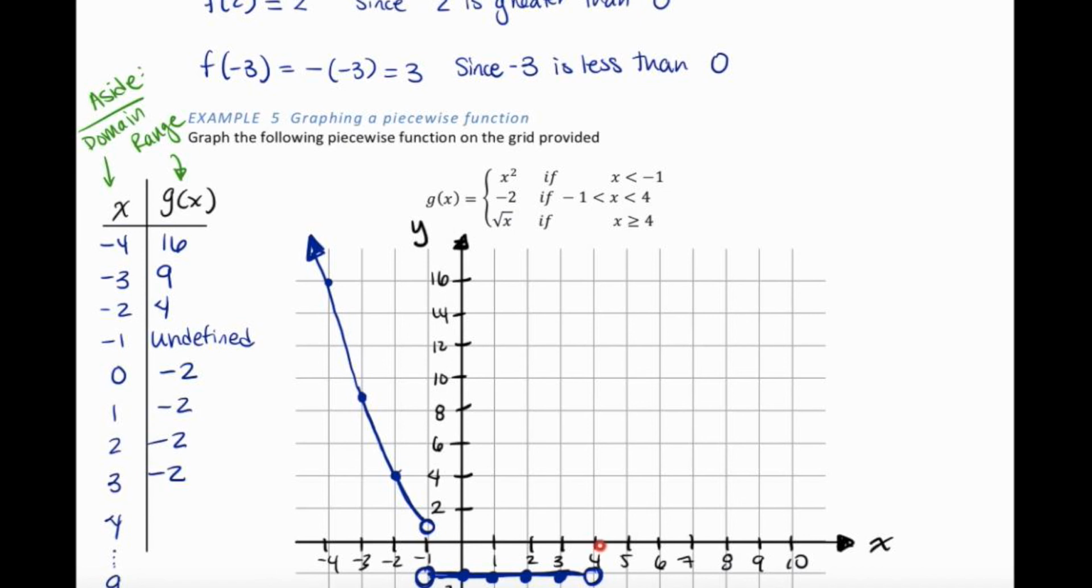So here's 4. What is the square root of 4? It's positive 2. The square root of 9 is positive 3. So here at 4, I'm going to go to a positive 2, and here at 9, I'm going to go up to a positive 3. And there we go, let's connect this. And there's the graph of our piecewise function. So that concludes section 1.2.